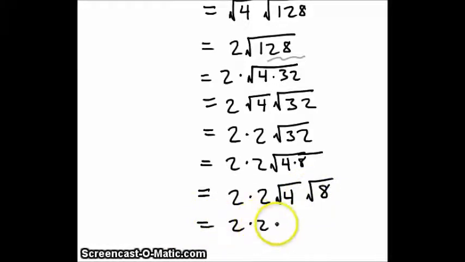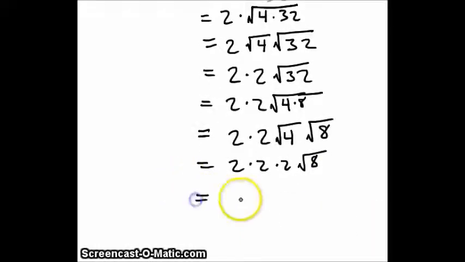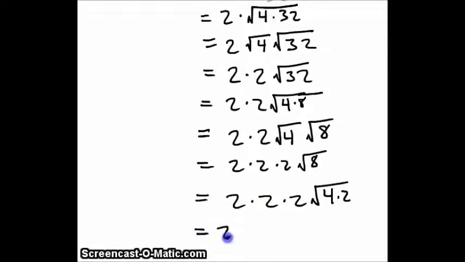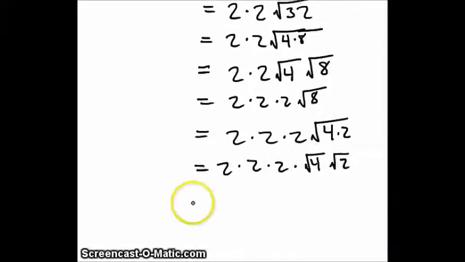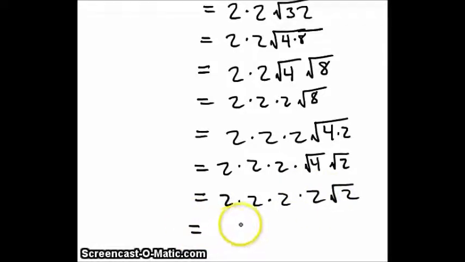2 times 2 times 2 times square root of 8. And then that'll be 2 times 2 times 2 times square root of 4 times 2. And that'll be 2 times 2 times 2 times square root of 4 times square root of 2. And then 2 times 2 times 2 times 2 times square root of 2. Now, instead of writing this as 16, I'm just going to write this as 2 to the 4 times the square root of 2.